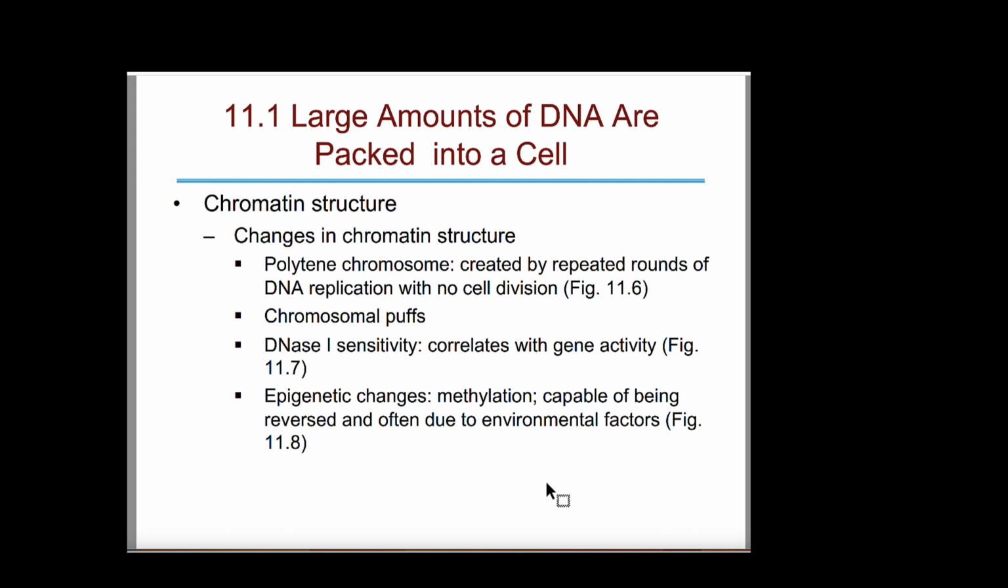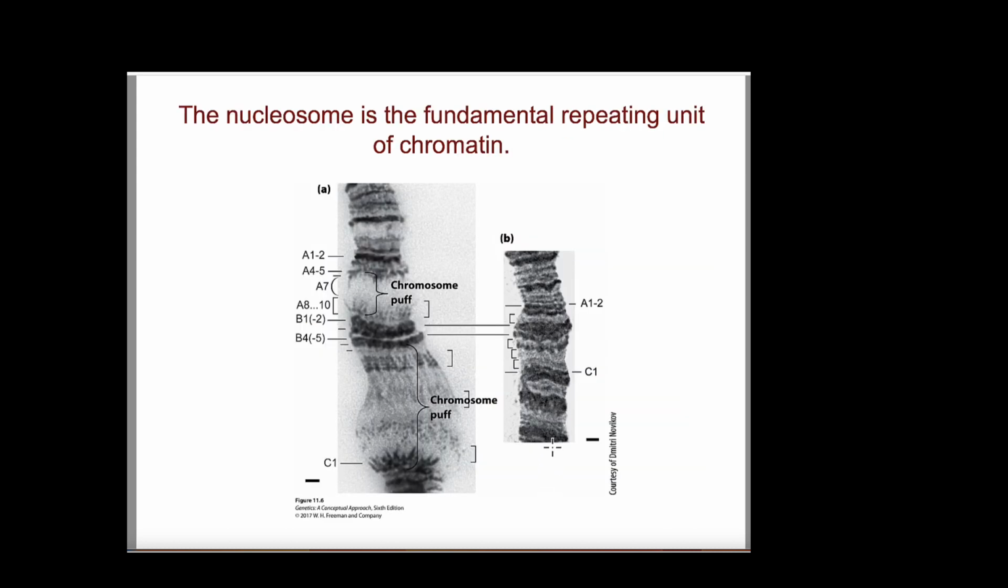Okay, and this again is associated with instances where you have repeated rounds of replication, but you don't have cell division. So the DNA keeps replicating and duplicating, but it's not dividing into daughter cells, and so you have this large amount of just repeated chromosomes. And that's what you see here. It's chromosome puff. You see that here as well.